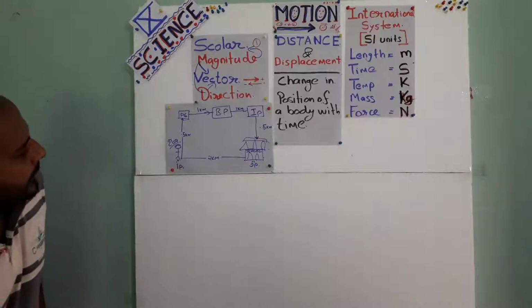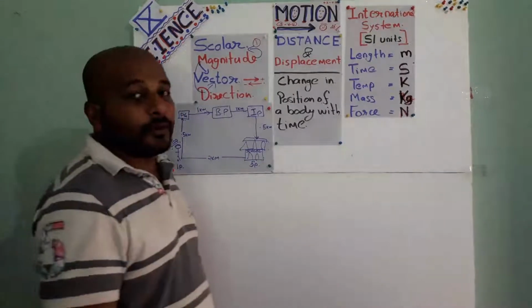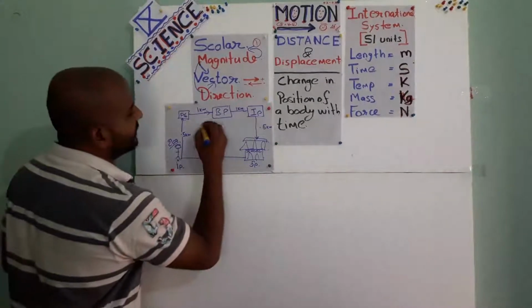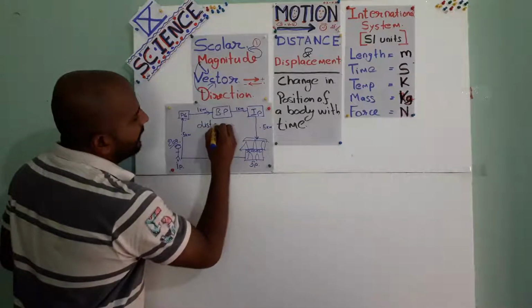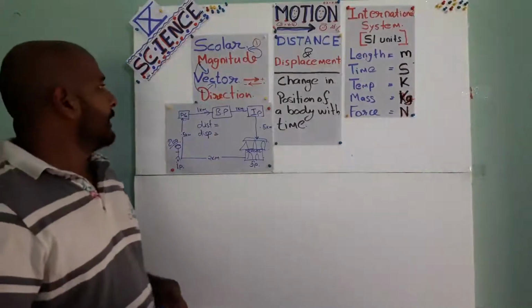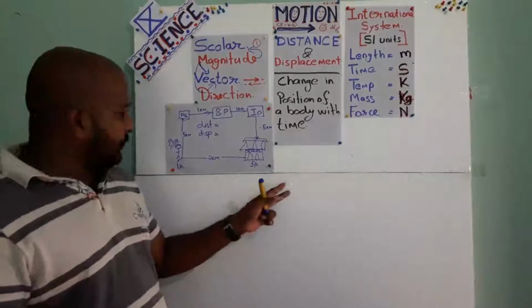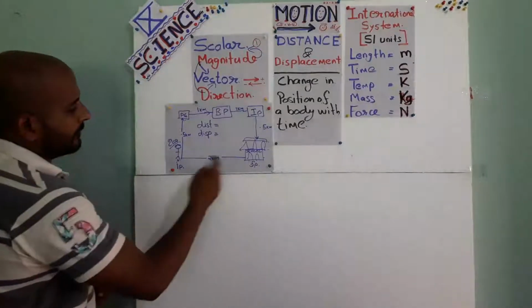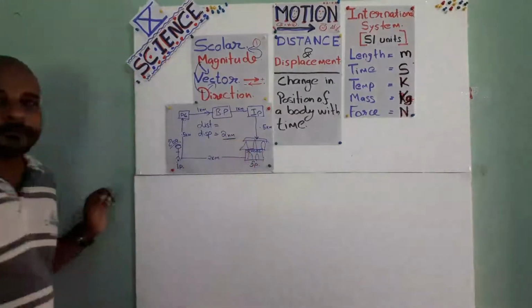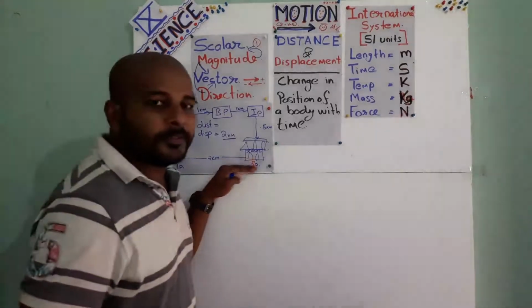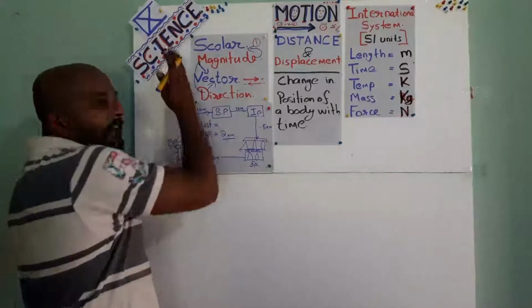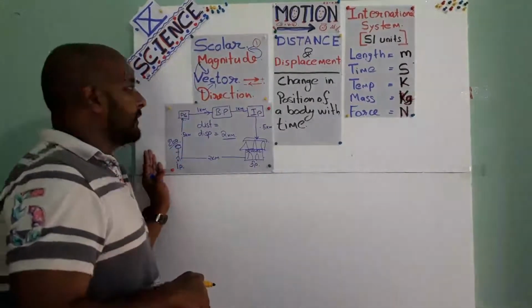So tell me, how much distance did Elsa travel in total? From this diagram, you must tell me what distance is equal to and what displacement is equal to. Displacement you already know: final position minus initial position, 2 kilometers minus 0 kilometers, gives 2 kilometers. Am I right or not? Displacement is measured in a particular direction. That's why it is a vector quantity.